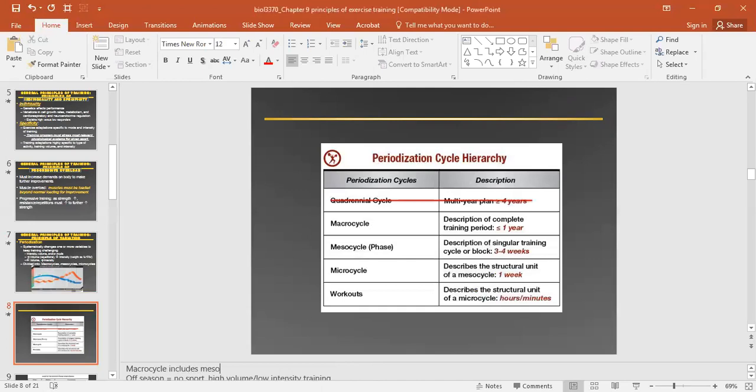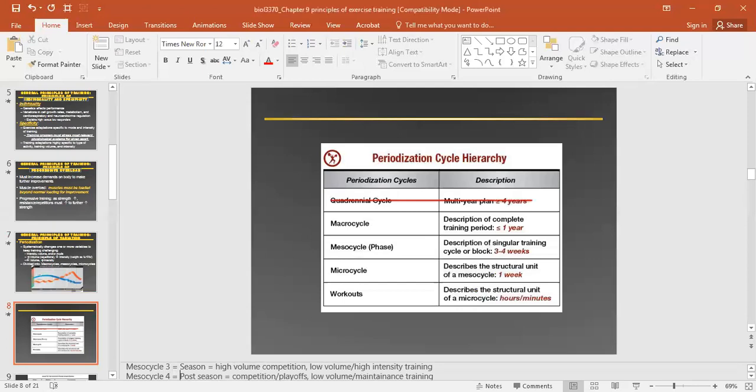The macro cycle includes mesocycles. So we'll say mesocycle 1 is off season. And then mesocycle 2, and these can vary pretty greatly. Mesocycle 2 may only be a couple of weeks. Mesocycle 3 may be a couple of months. So this can vary pretty greatly. And then postseason is usually a couple of weeks as well, and that would be mesocycle 4.